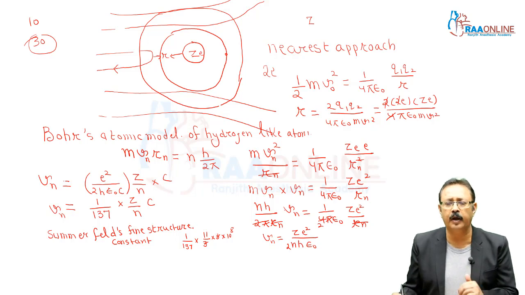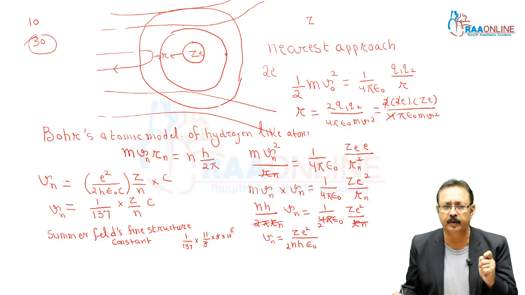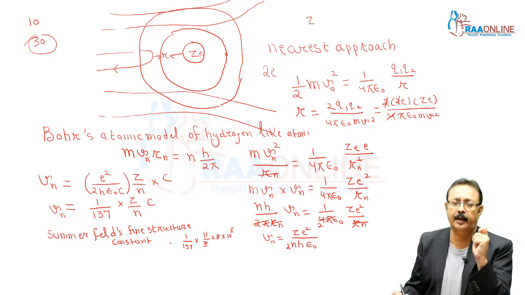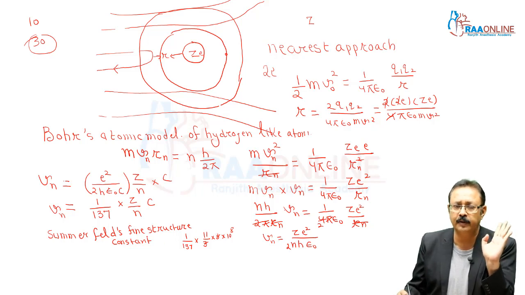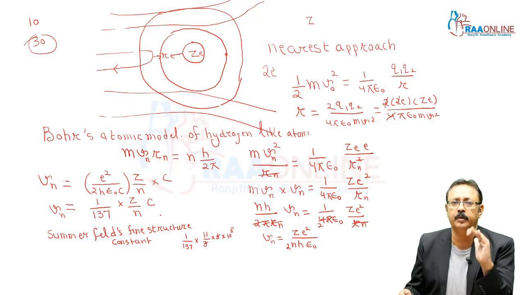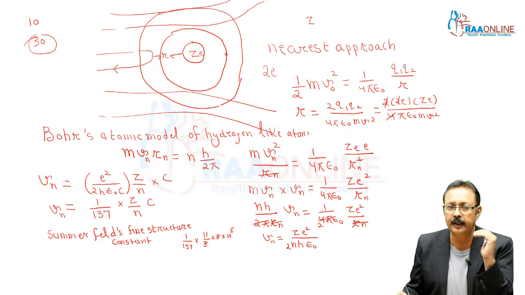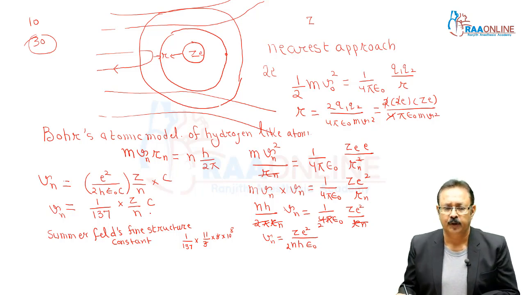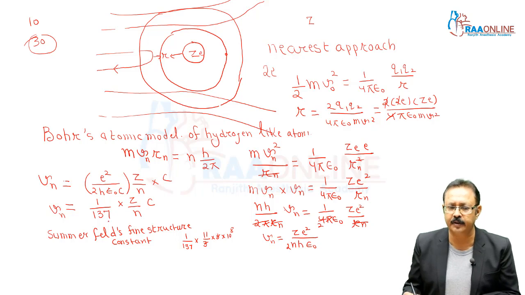So now we are able to calculate the speed for each and every orbit of every element of the periodic table. We only need the atomic number of that element. So this problem is solved. For the whole periodic table you can now tell the speed of an electron in any orbit. You have to learn only this fine structure constant 1 upon 137 Zc by n. So one most important result we made for you.